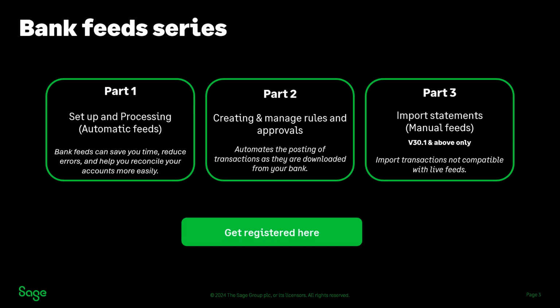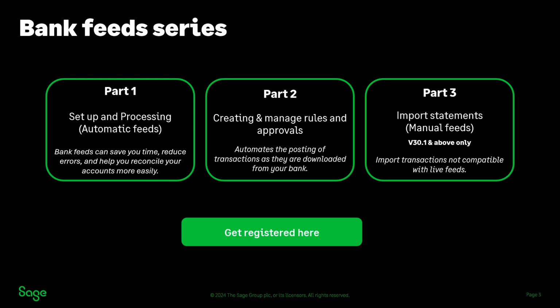And then part 2 is all about creating and managing rules and approvals. So this can automate postings of transactions as they are downloaded from your bank. You set a certain criteria, and when the transaction is downloaded or imported and it hits that criteria, it will create the transaction for you. It can go to approvals first before it's actually posted, or if you're confident, you can set it to be posted automatically. But we are covering those sessions in the new year, so keep an eye out for those as well.